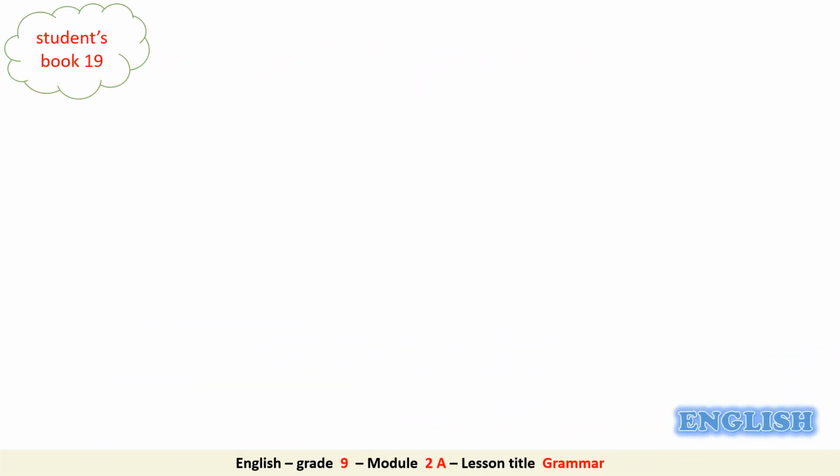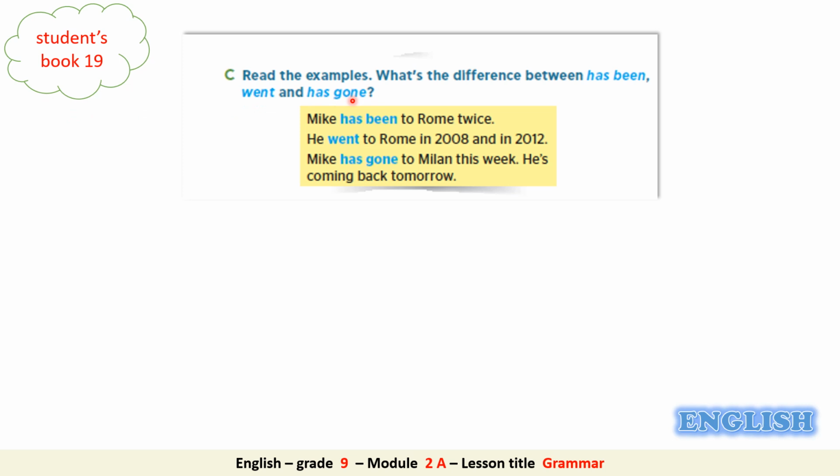Now, Students Book, page 19. Let's study this table. Read the examples. What's the difference between has been, went, and has gone? Mike has been to Rome twice. He went to Rome in 2008 and in 2012. Mike has gone to Milan this week. He is coming back tomorrow. What do you think the difference between these three verbs is?